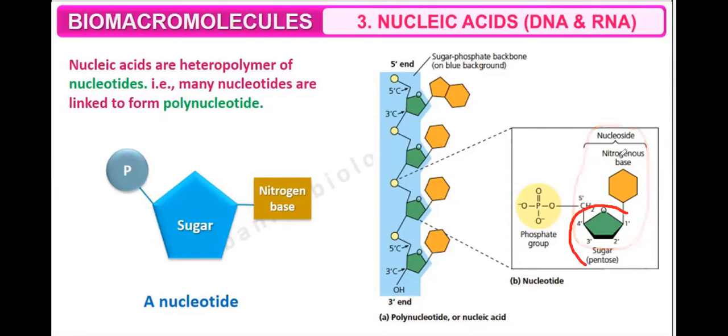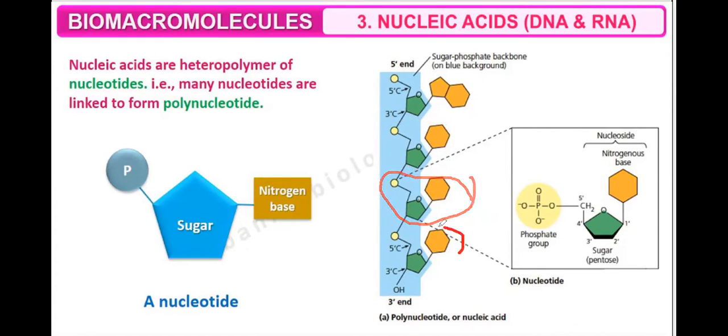This portion is sugar, a pentose sugar. This is the nitrogenous base, and this is a phosphate. So all together, phosphate, sugar, and nitrogenous base form a nucleotide. So what is nucleic acid? They are polynucleotides. This is one nucleotide, this is the second nucleotide, and this is the third nucleotide.